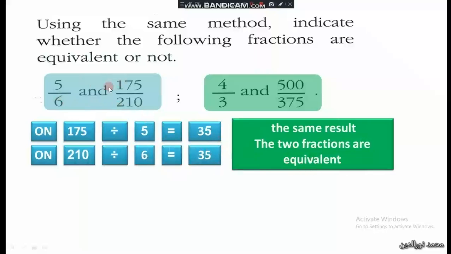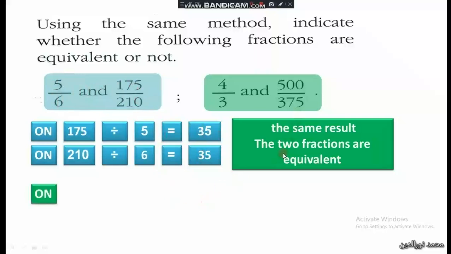So how can we obtain 175 over 210 from 5 over 6? We multiply both terms by 35. Since we are multiplying both terms by the same number, we can say that the two fractions are equivalent.